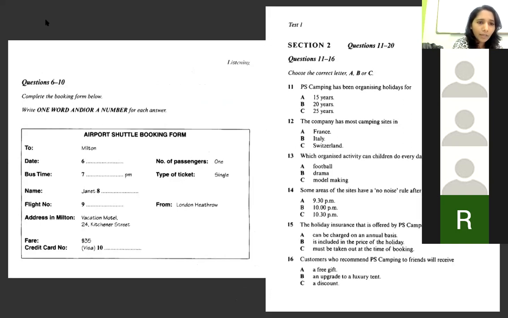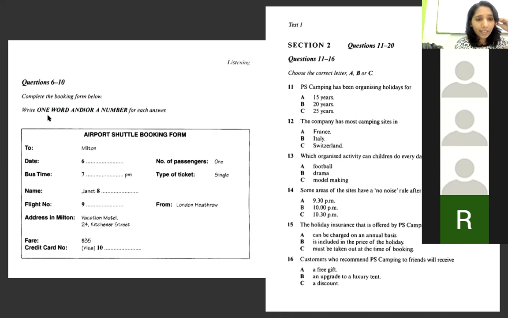Now, if you look at this one, this is a form completion. So this is an airport shuttle booking form. Okay, they give you time to look at your answers before you start listening. Okay, then 2, this is the destination, Milton, date. So date, this is 1 word and or a number. So the maximum is 1 word and a digit. Okay, so the number has to be written in digit. If you write 23 in words, it's considered as 2 words. But if you write 23 numbers, it's considered to be a number.